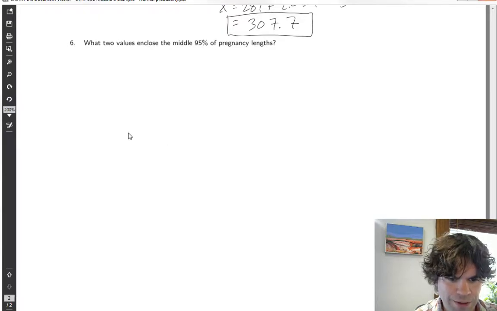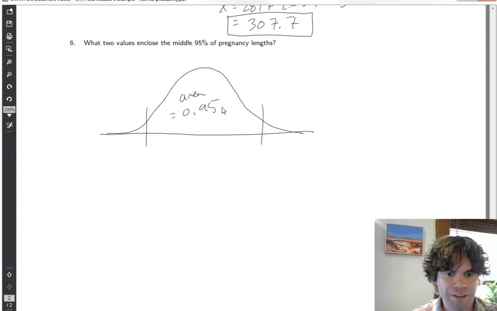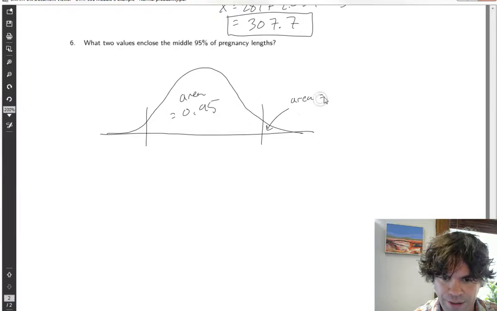So what I'm going to do is draw my distribution, where I have 0.95 in the middle. Now if I have 0.95 in the middle, that implies I have 5% left over split between the two tails, which means I've got 2.5% in either tail.